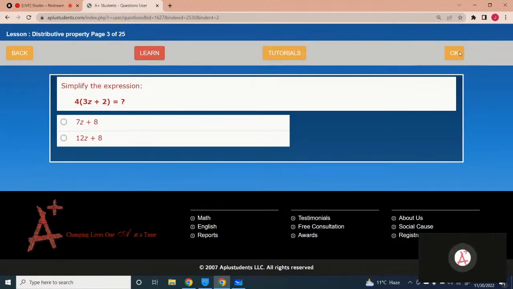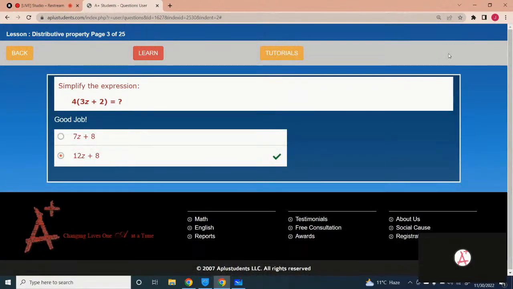Got it? 12z plus 8 is the correct option. Just select the correct option and then click on the OK button. Got it?